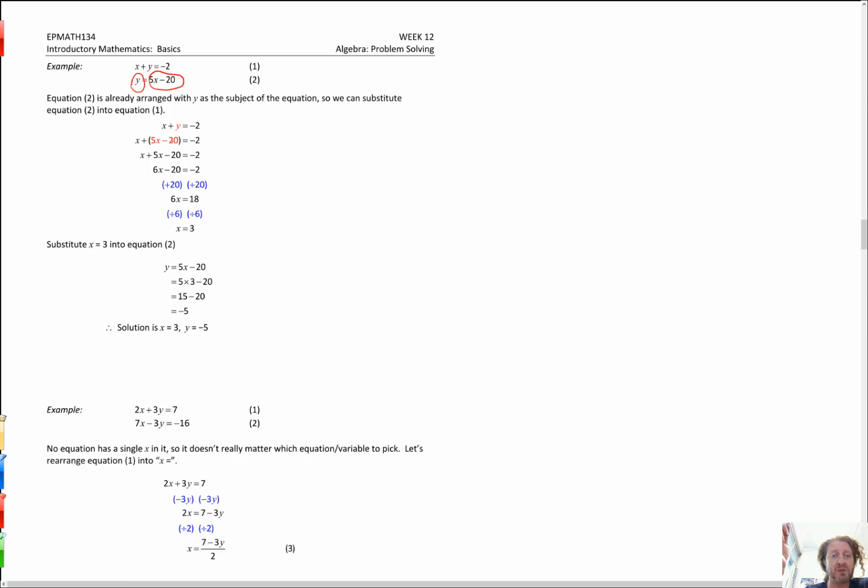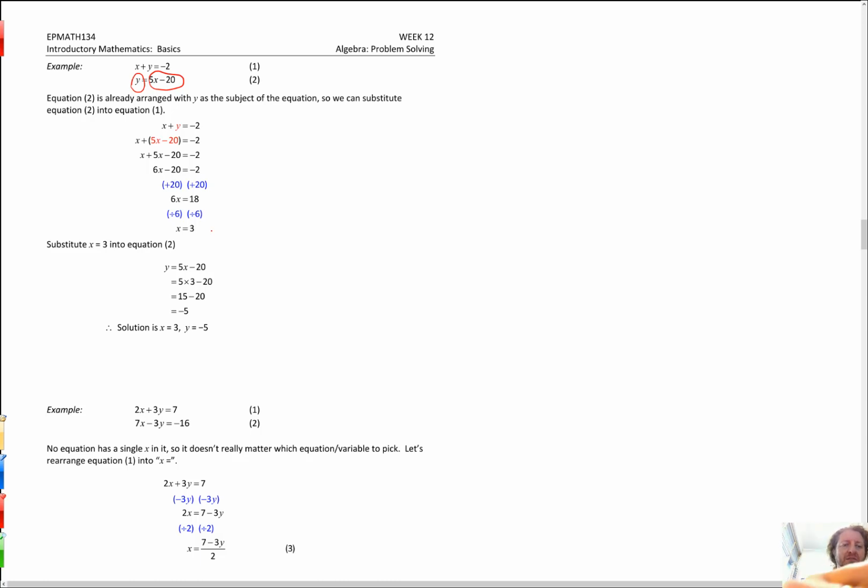Okay, you've just done my work for me. Thank you. The brackets are there, but there's only a plus at the front, so they're not doing anything, so I got rid of them. x plus 5x is 6x, and I've got a minus 20. Get rid of the minus 20 by adding 20. Minus 2 plus 20 is 18. Get rid of this times by 6 by dividing by 6 gives me x equals 3.